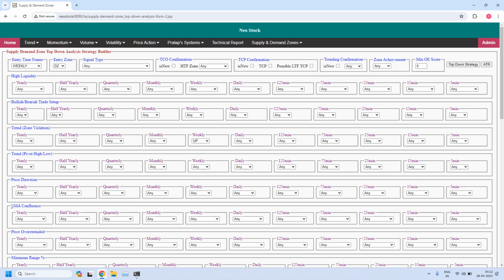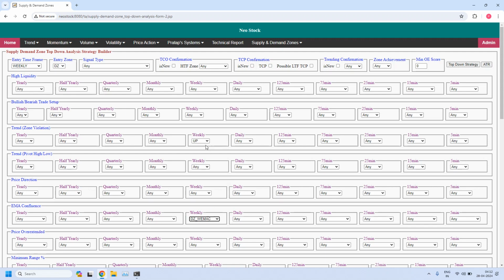Next, EMA confluence. On the weekly time frame, a weekly demand zone should have weekly EMA confluence. So I am selecting a DZ. DZ means demand zone, WEMAC means weekly EMA confluence: W means weekly, EMA, C means confluence. So the demand zone should have weekly EMA confluence.